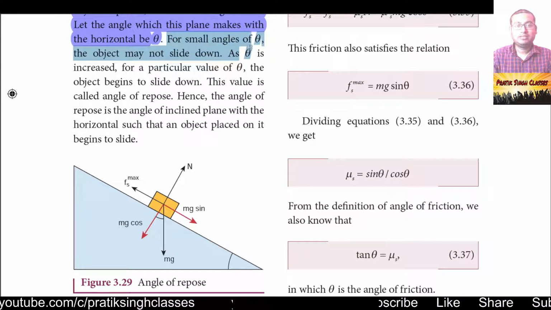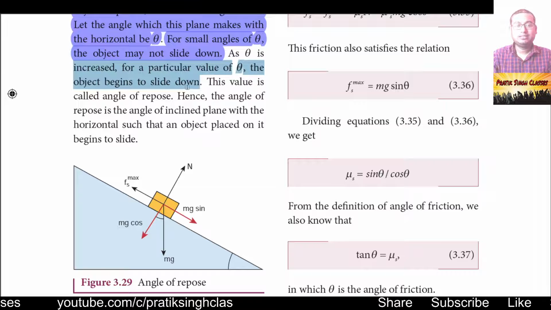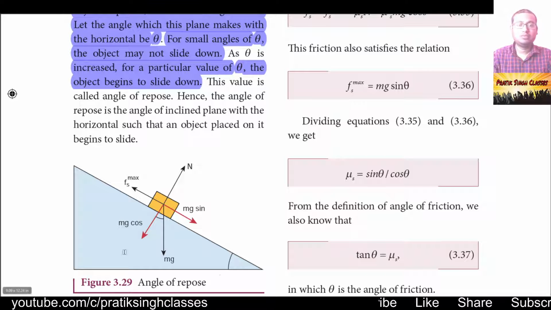For a small angle theta, the object will not slide down. As theta is increased, for a particular value the object begins to slide. That means up to some particular value of theta the object will not slide down. Once the angle becomes more than that value, only then will the object slide down. So there is a maximum value of theta up to which the object will not move downward or slide down.